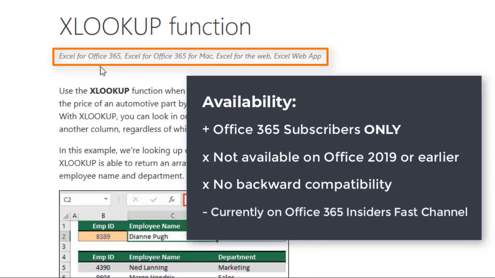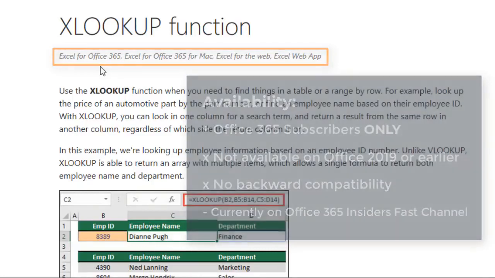Now, currently, XLOOKUP is only available on the Insiders Fast channel for Office 365, but it will be rolling out to the other channels in the next few months. Now, the Insiders Fast is a free program, and I'll put a link in the description below this video where you can get access to it. XLOOKUP is currently only available to a portion of those Insiders Fast users, but hopefully by the time you're watching this video, it will be rolled out to everyone on Insiders Fast.